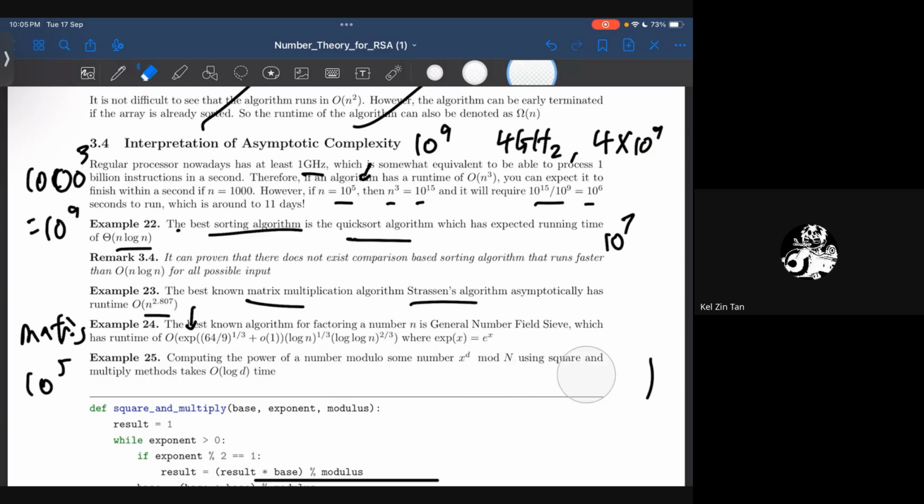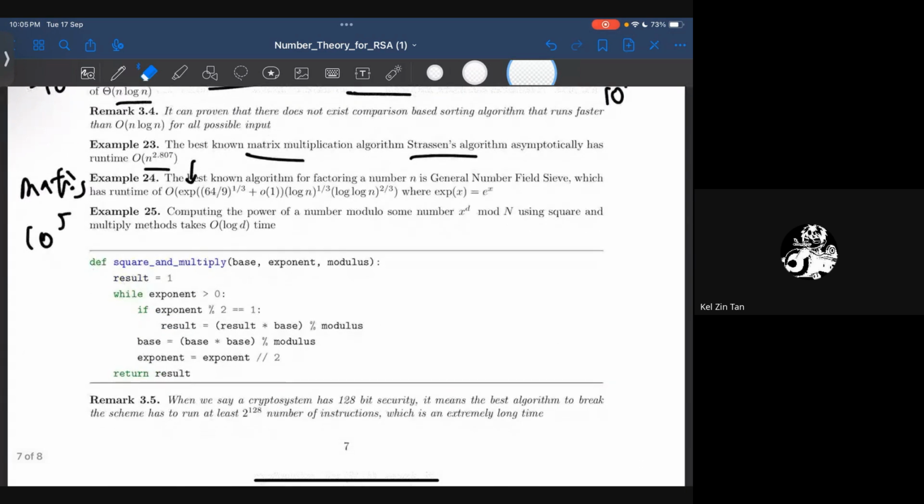And then we also have another example, which is to compute the power of numbers modulo n, x to the power of d mod n. So this is a very common algorithm that we always use to calculate something to the power of something, x to the power of d. And the claim here is that it only requires log d time. Why is this the case?